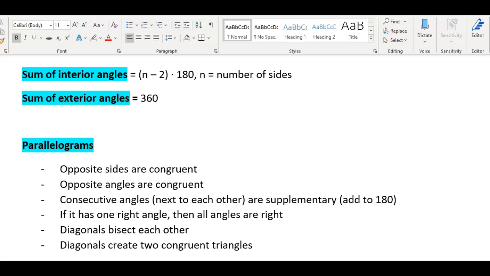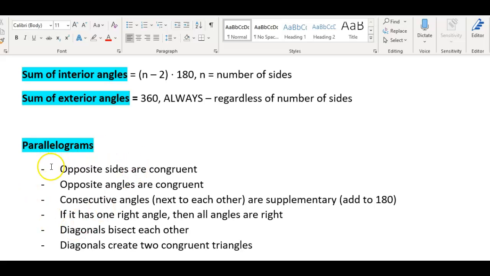The sum of exterior angles is always 360, and we could add in here always, regardless of number of sides. If you need to pause this video because I go too fast, go ahead and pause it, and then you can write it. And I'm not going to go through all of these.